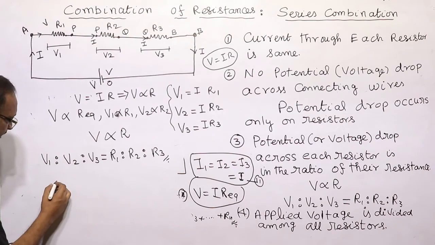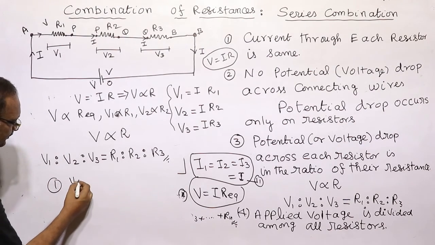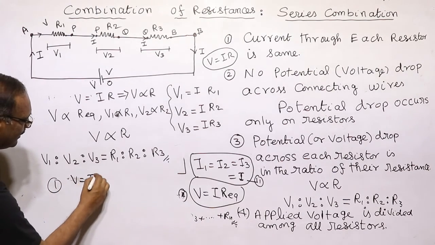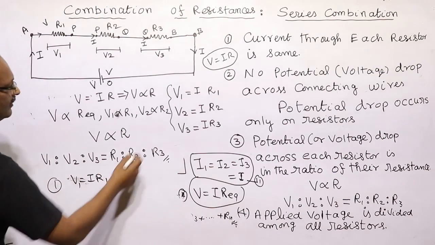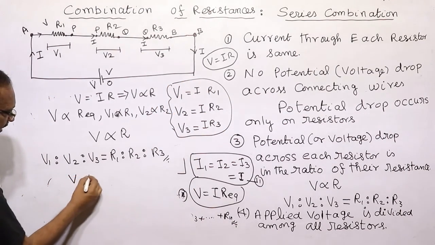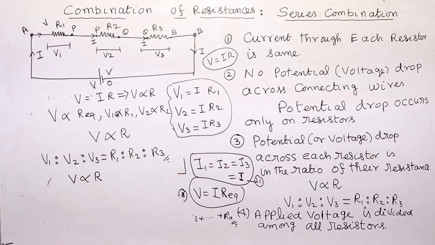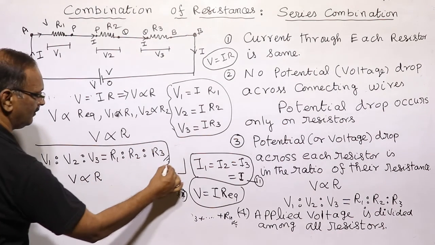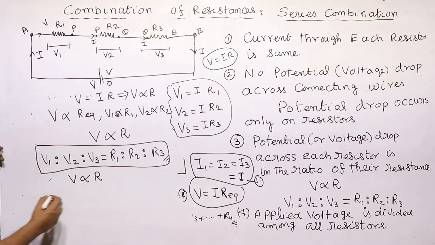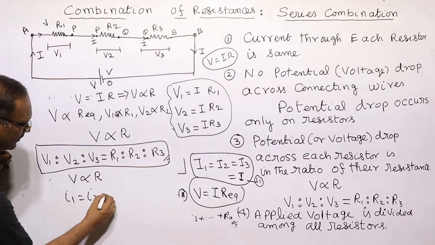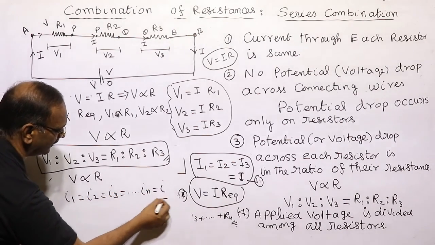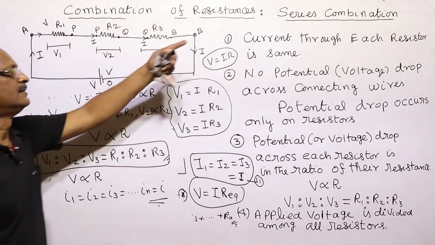So all the equations: first is V is equal to V1 plus V2 plus V3, where V1 is I into R1, and so on, which we have already written. The second point is that potential is directly proportional to the respective resistance. This is very, very important for competitions, for solving problems very quickly. And I1 is equal to I2 is equal to I3 is equal to In is equal to I. This point is to be noted for the series combination.